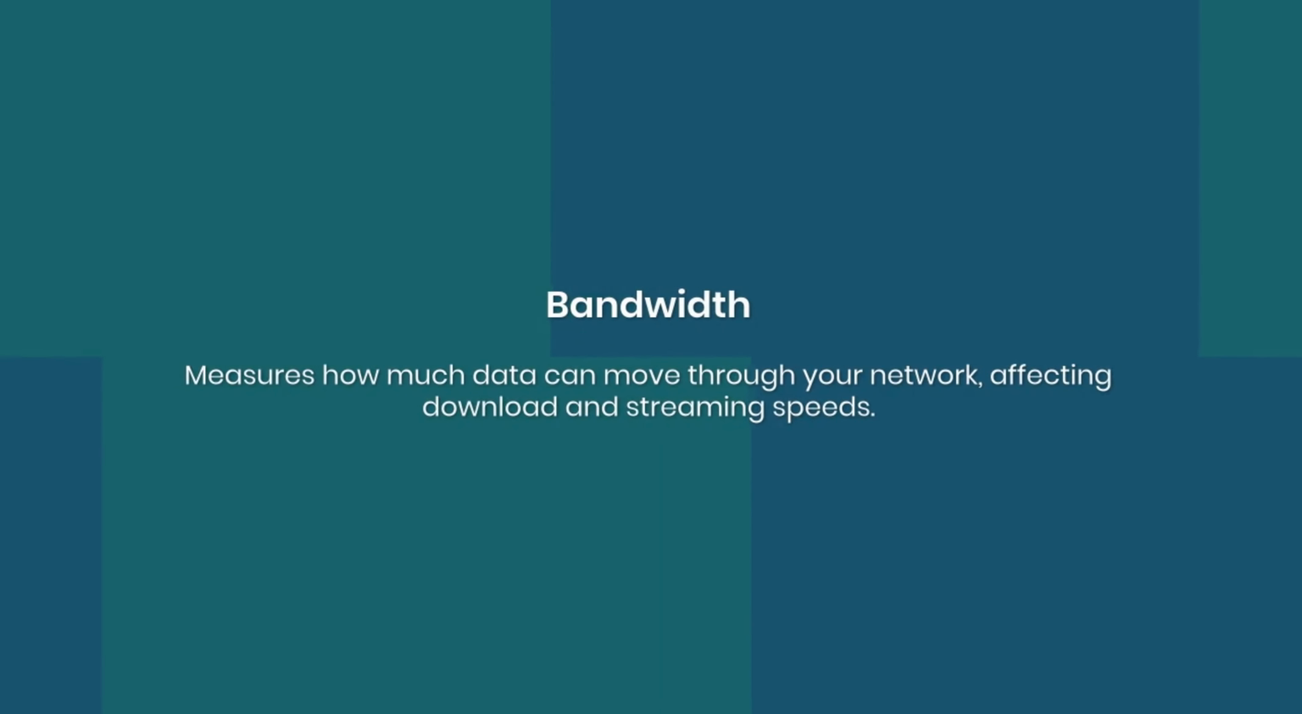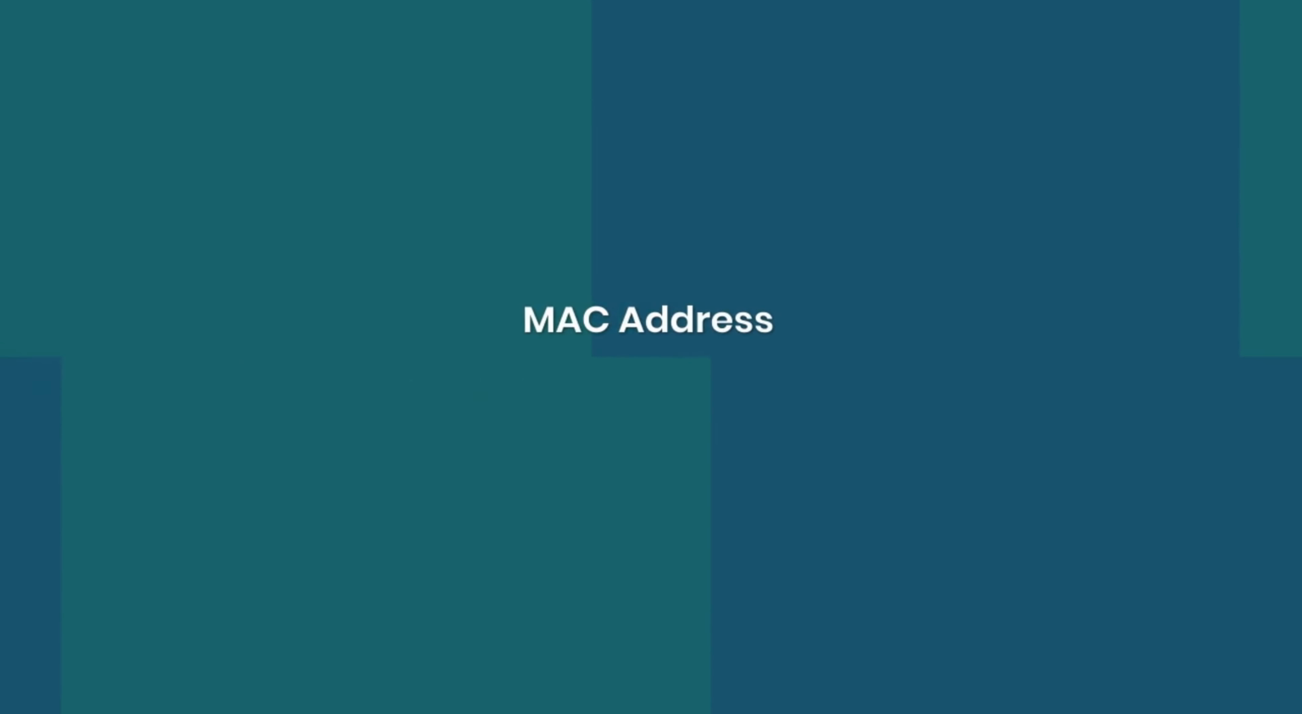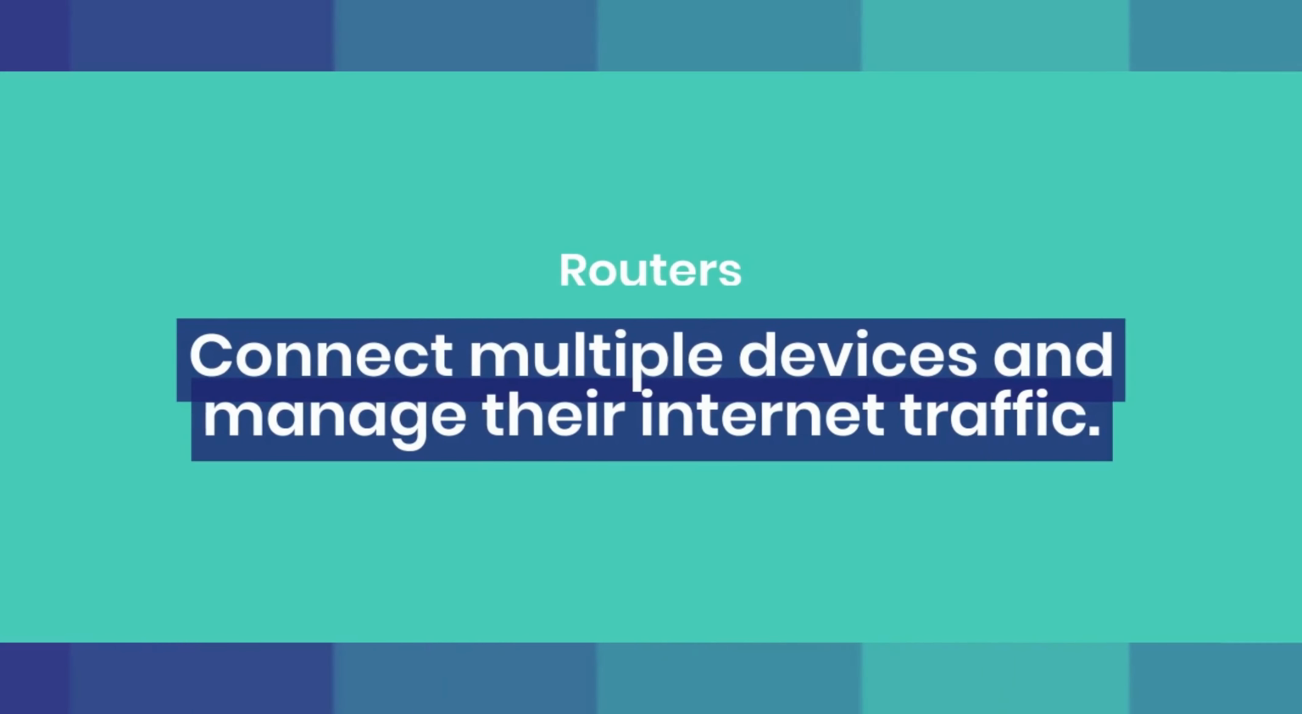Bandwidth measures how much data can move through your network, affecting download and streaming speeds. A MAC address is a unique identifier for your network device. Routers connect multiple devices and manage their internet traffic, while switches direct data efficiently within a local area network.